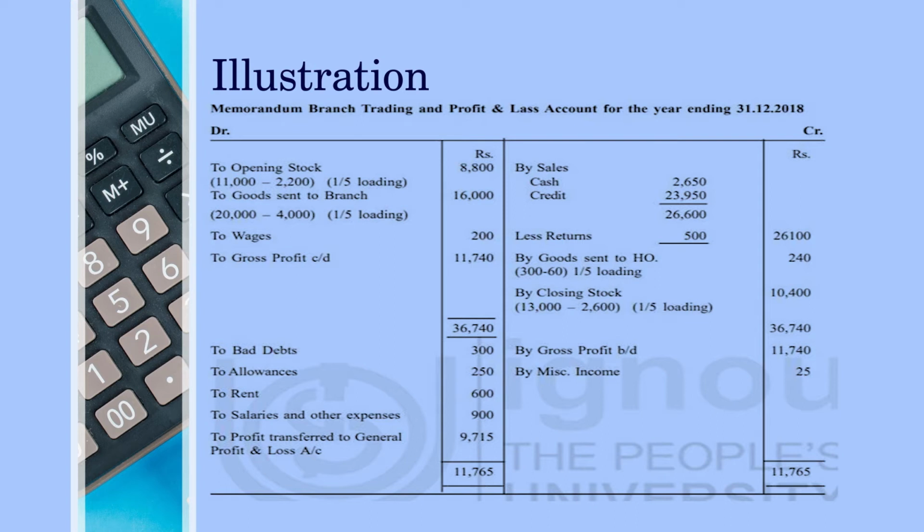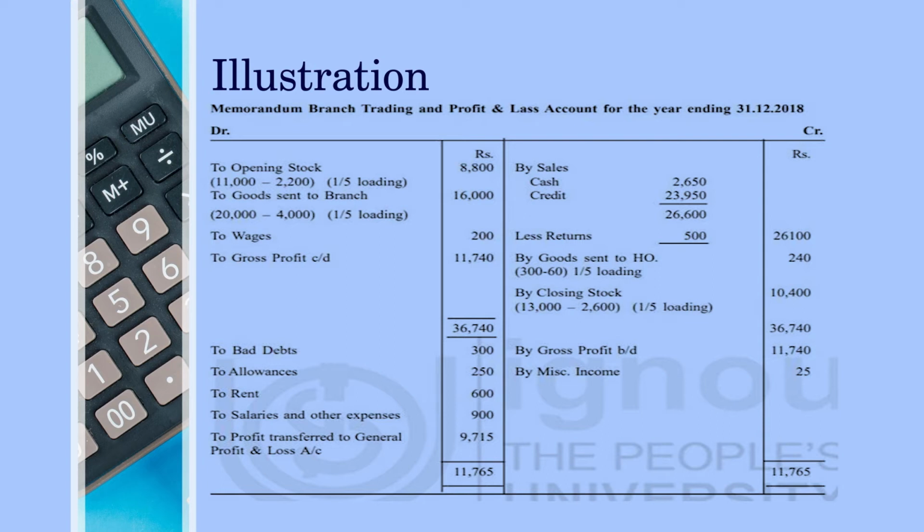26,600. Less returns 500. So this returning amount must also be given in the question. Kindly check it. A return inwards. It means this is the sales return 500. So return inwards is also known as sales return. It is 500. So the total is, if we subtract 500 out of this, it will come 26,100.